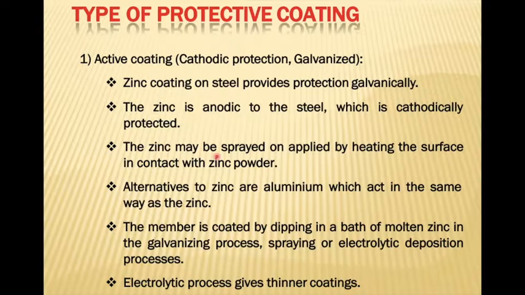The zinc may be sprayed on the applied surface by heating the surface in contact with zinc powder. Alternatives to zinc are aluminium, which acts in the same way as zinc, and the member is coated by dipping in a bath of molten zinc in the galvanizing process, spraying or electrolytic deposition processes. The electrolytic process gives thinner coatings. This is one example of protective coating, where we are applying the material in order to have this active coating.